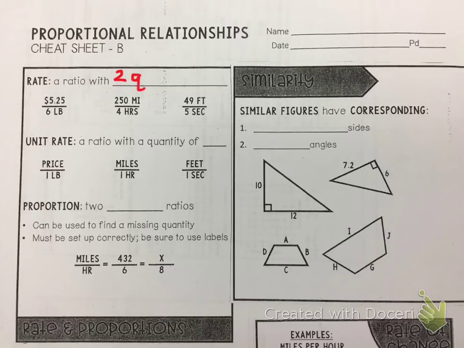So we see three different examples of that down below, like cost per pound, miles per hour, and feet per second. Remember that this line represents division. Whenever we actually do divide, we're finding the unit rate, which is a ratio with a quantity of 1 in our denominator. I'm going to put DEN to remind you of denominator.